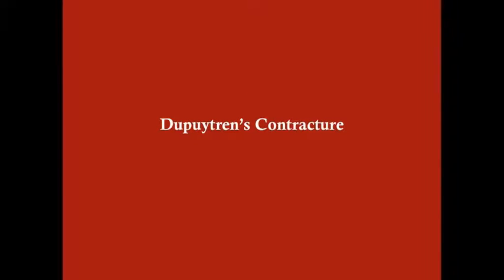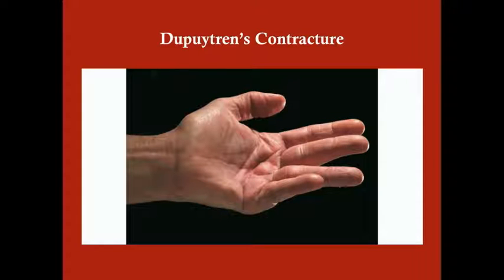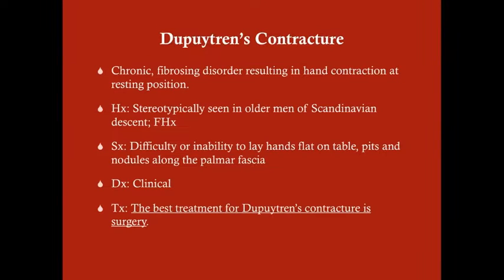Okay, Dupuytren's contracture. So this is Dupuytren's contracture, and Dupuytren's contracture is a contracture of the palmar fascia. This has a tendency to occur in older men, particularly of Scandinavian descent, and I've seen probably 4 or 5 cases in my 2 years in Minnesota, just because we have a very, very high population of Swedes and Norwegians and Finns and Danes and Icelanders. So this is something quite common up here.